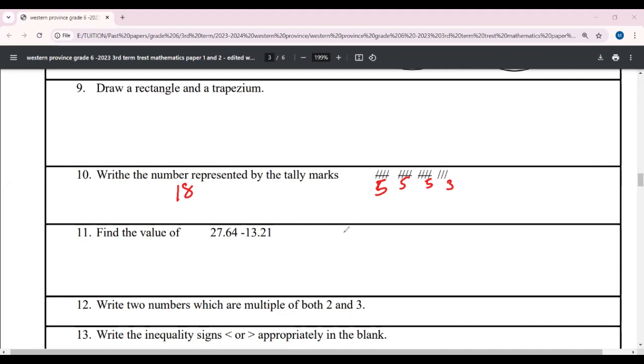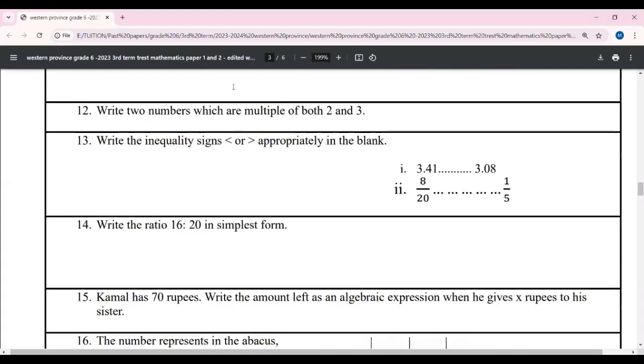You have to subtract: 27.64 minus 13.21. You can subtract this. 4 minus 1 is 3. 6 minus 2 is 4. 7 minus 3 is again 4. 2 minus 1 is 1. So this is going to be 14.43. It's very simple. So let's go to the 12th question.